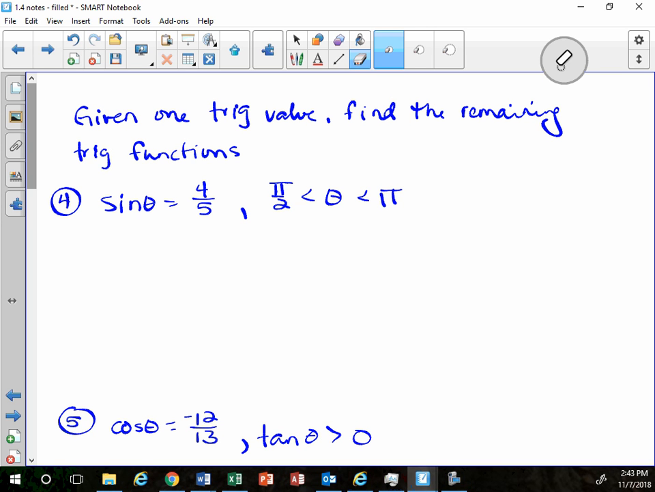Trig functions, trig values, sometimes we'll call it. So I'm giving you sine. I tell you something about theta, and you then have to find cosine, tangent, cosecant, secant, cotangent. I'm going to show you what to do. I'm just going to give you a minute to write it down.